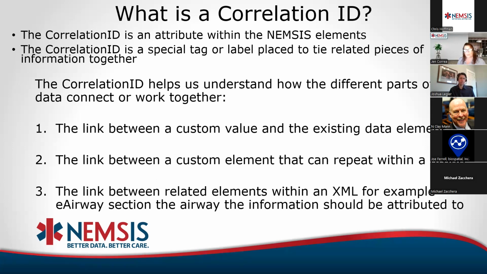So this isn't something that you're going to see in your ePCR system. Usually, you're not going to see it there. It's going to be something that's kind of in the background. It's in that XML file itself. And the correlation ID helps us understand how these different parts are going to be connected, how they're going to work together. The link between a custom value and the existing data element, right?